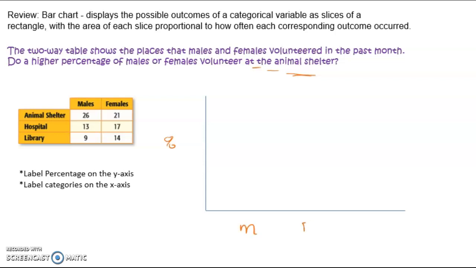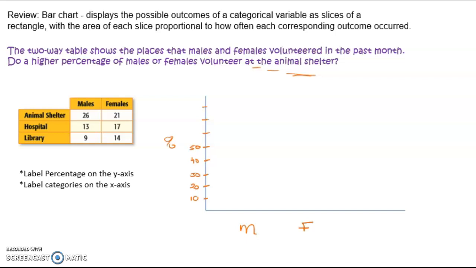We've got male, we've got female, and percentage wise, I'm just going to keep it 10, 20, 30, 40, 50, 60, 70, 80. If I need to go further up, we can, but you get the point. All right, let's just see what happens.